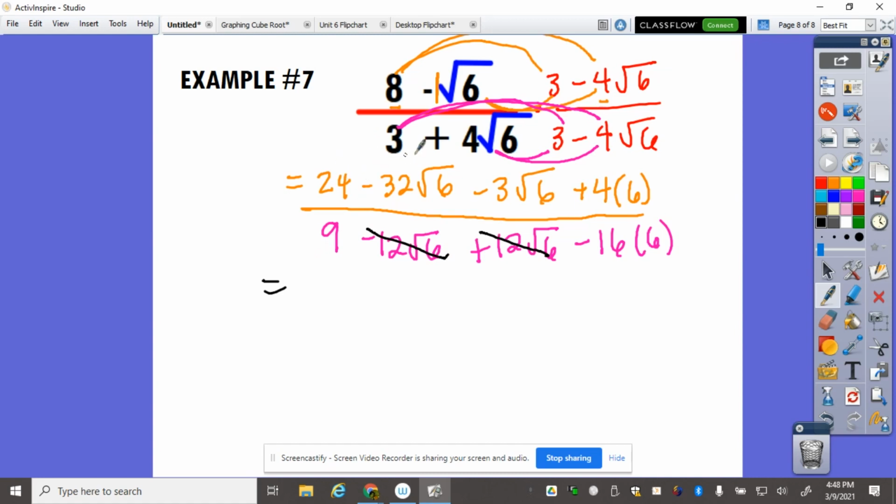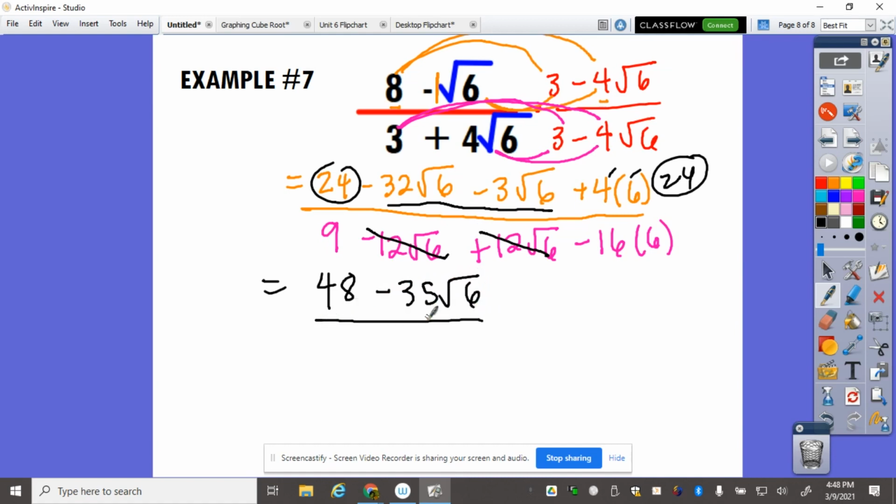So now combine the like terms. We know 4 times 6 is going to be 24. So if that's 24 and we have 24 here, that will give you 48. Negative 32 square root of 6 and negative 3 square root of 6 are like terms. So that will be negative 35 square root of 6 all over 9. But we have negative 16 times 6, that will give us negative 96. 9 minus 96 will give us negative 87.